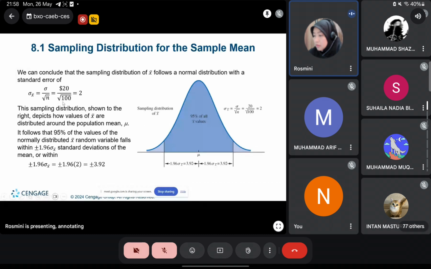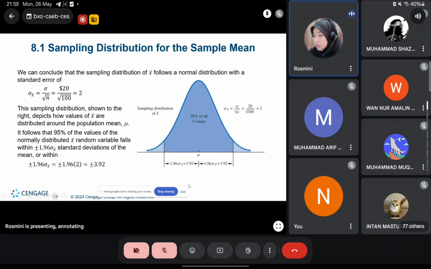Okay, square root of N, and then we have equals to 2. Okay, this one here. So this sampling distribution shown to the right depicts how values of X bar are distributed around the population mean. So this is the population mean. It follows that 95% of the values of the normally distributed X bar random variable fall within plus minus 1.96. So 95% of all the values of X bar will be here.